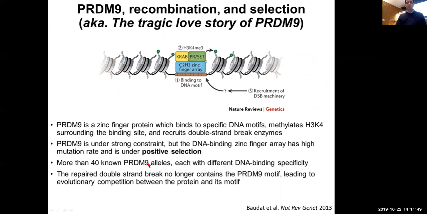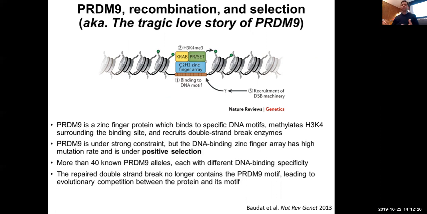Why is that? The reason is that every time PRDM9 finds its motif, it loves this motif. It looks for this motif everywhere in the genome. And every time it finds it, it's tragic because the act of binding it, the act of making the double-stranded break, will kill the motif. It will now have to look for a new motif somewhere else. Okay, it's really tragic. It's like something out of ancient Greece. And that basically means that the motif keeps getting lost, and therefore recombination will no longer happen, the chromosomes will no longer align, the lineage will die.